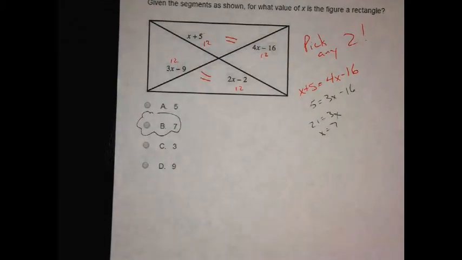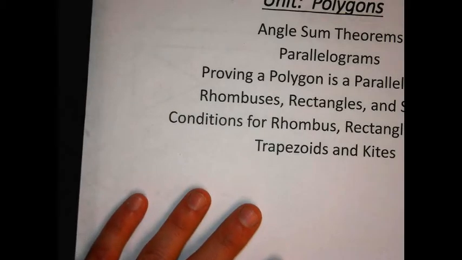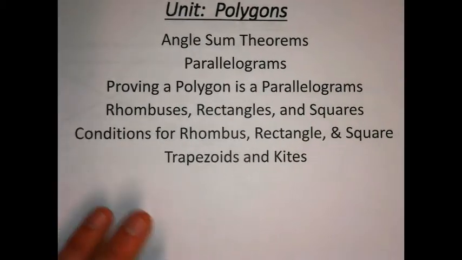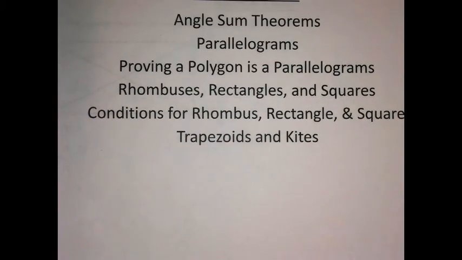Okay, so hopefully that was doable. We've seen worse things. And that's it for our conditions for rhombuses, rectangles, and squares. That's enough practice for today, and then we'll get into trapezoids and kites next, and we'll have some fun. So see you guys later.